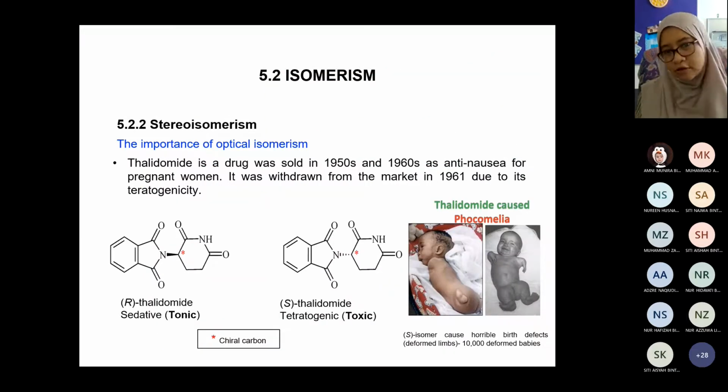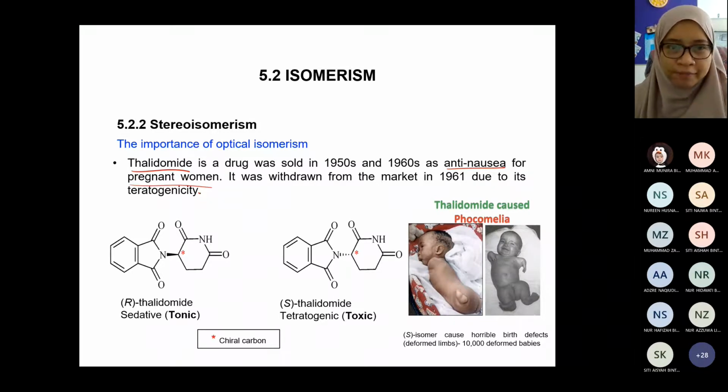Okay, the importance of optical isomerism. In 1950s and 1960s, okay, there was a drug that is known as thalidomide. Okay, this was sold in 1950s and 1960s as anti-nausea for pregnant women. So this thalidomide somehow is very helpful in overcoming the nauseous feeling that normally pregnant women would experience.